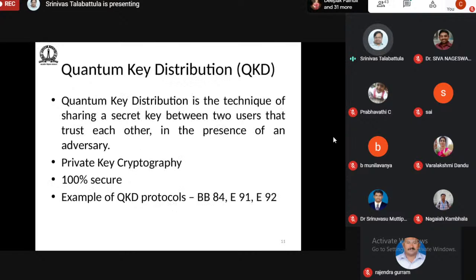One of the important applications of quantum technology, which is in demand in the real world, is called key distribution. Highly secure communication is important. It is an outcome, you can say, of quantum information theory. This is a technique to share secret keys between two users.